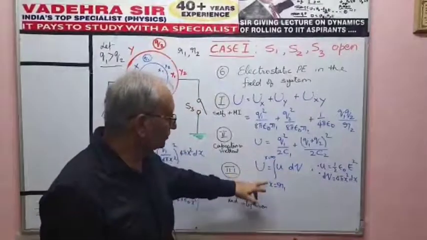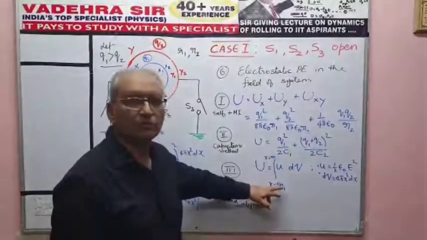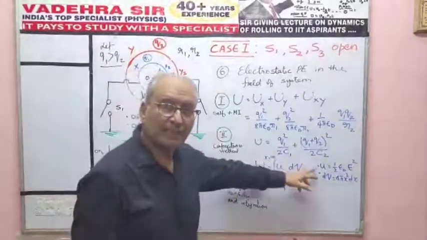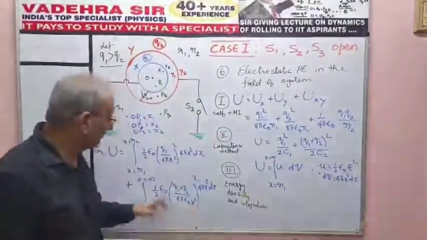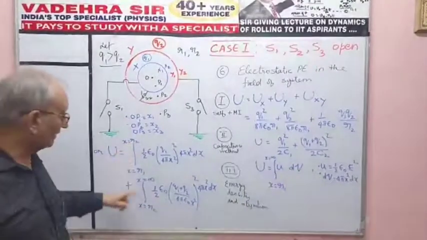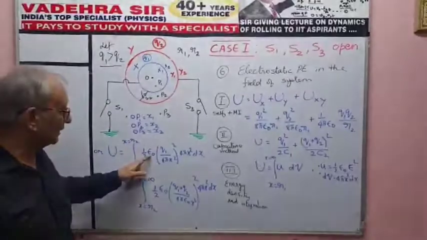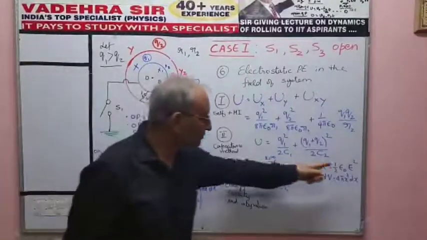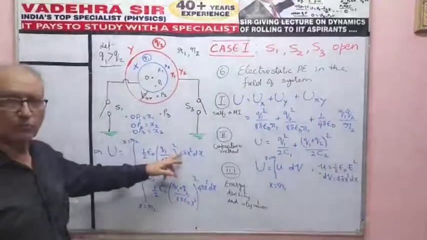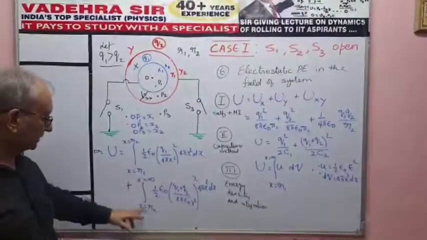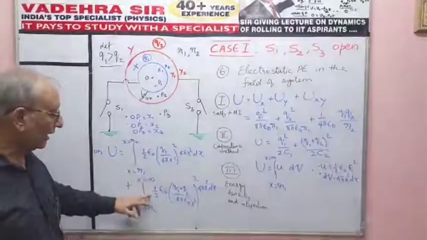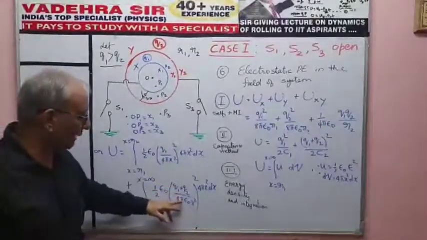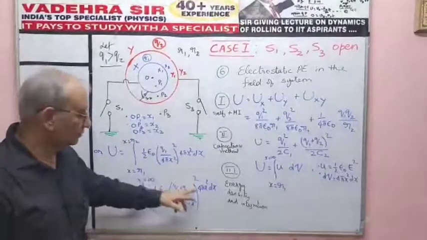Fine. So U in the limits of integration will be x equal to r1, that is the surface of x2, to infinity. But this I'll have to break up into two parts. First integration from r1 to r2 limits and then r2 to infinity. So half epsilon naught, and within this the electric field is q1 upon 4 pi epsilon naught x square, and elemental volume 4 pi x square dx. The second part, x is r2 to infinity, half epsilon naught, and in that the field as a function of x is q1 plus q2 divided by 4 pi epsilon naught x square, of that 4 pi x square dx.